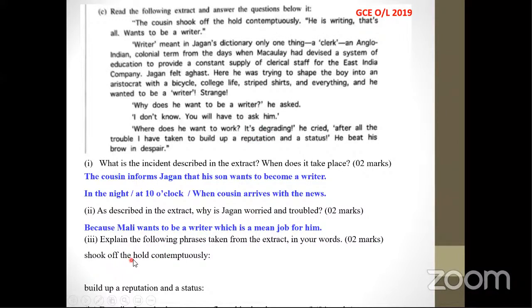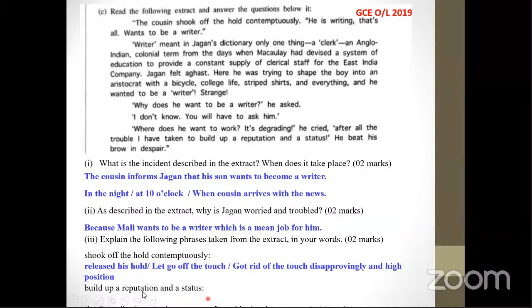So, two phrases to explain. Shook off the hold contemptuously: released his hold. Shook off, released. Let go of the touch. Got rid of the touch, disapprovingly and from a high position. This is how the answer comes. Shook off, released, let go, got rid. And we know let is the same; the past form is also let.